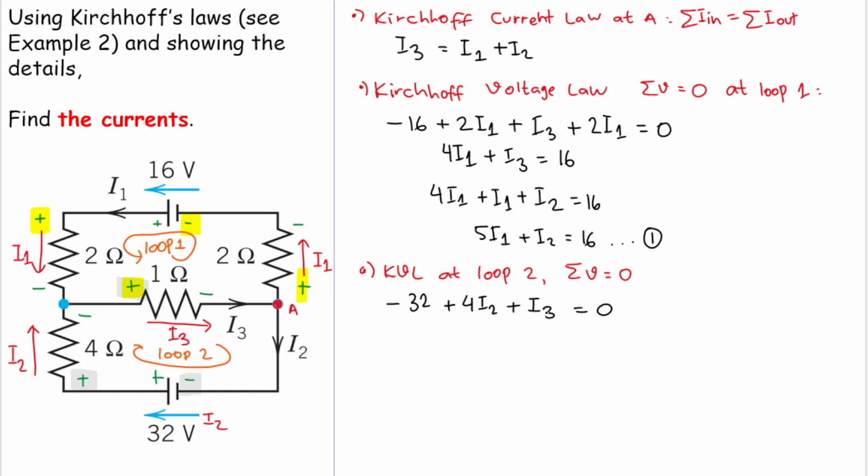Now we can just plug this in. So I have 4I2 plus I3, where I3 is I1 plus I2, right? So I'll have I1 plus I2, and that will equal 32. And so we will have I1 plus 5I2. That will equal 32. Good. And now let's save this as equation number 2.